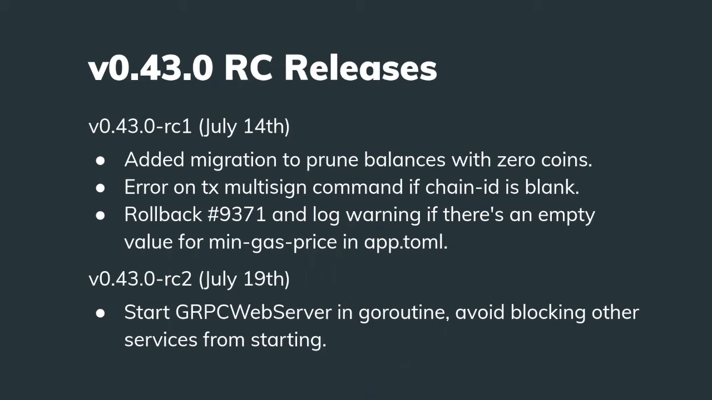RC1, July 14th. It added a migration to prune balances with 0 coins, and an error on the transaction multi-sign command if the chain ID is blank. Also, we rolled back a change that we made for the 4.3 release, which was erroring if the minimum gas price was not set in the application configuration file, in order to prevent any unfortunate circumstances if validators are using Cosmovisor or expecting an automatic upgrade or things along those lines.